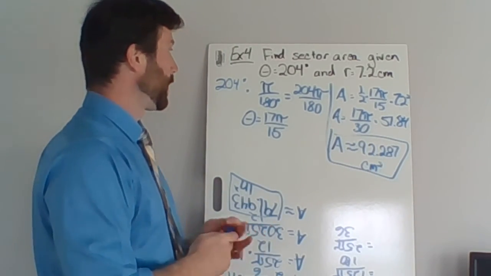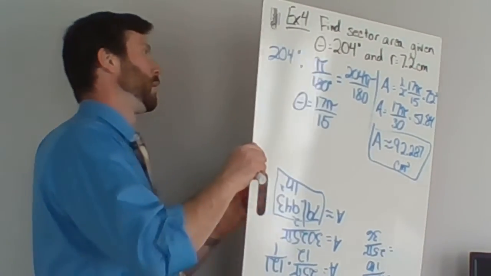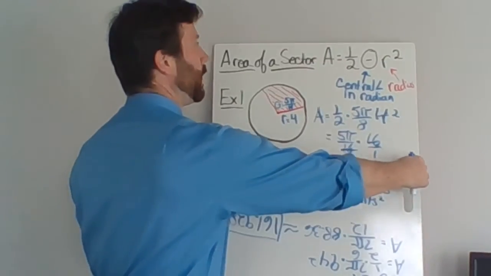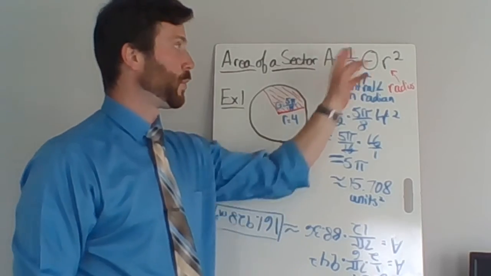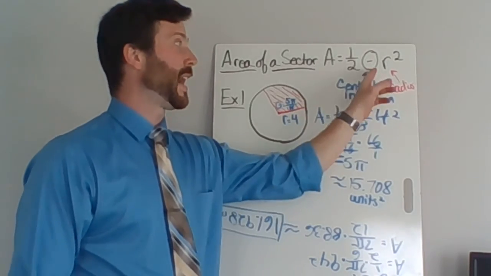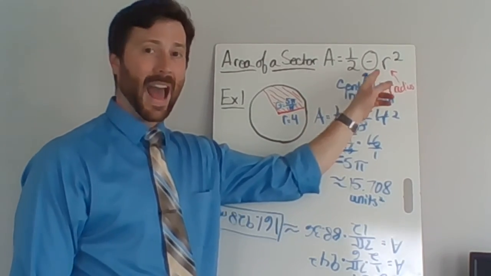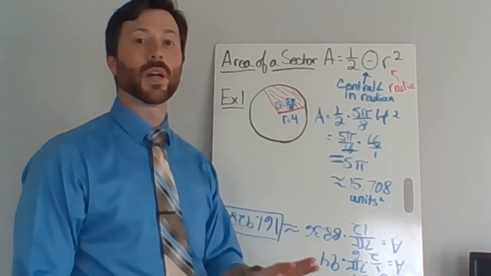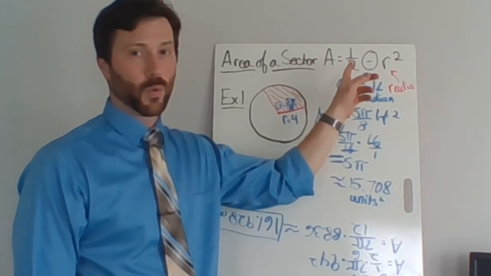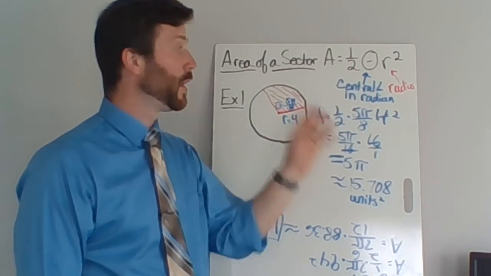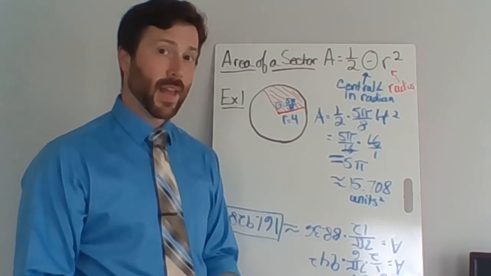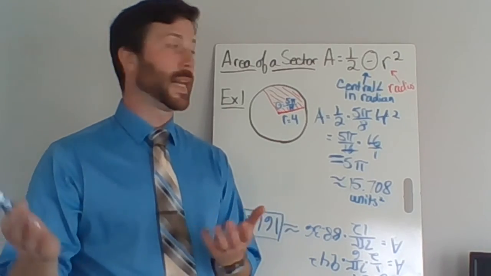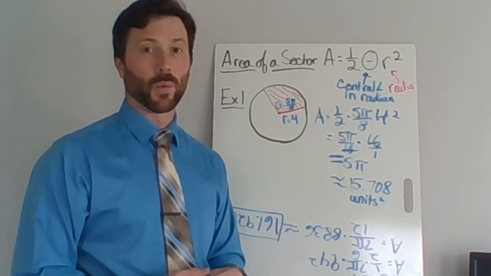So the formula is area equals 1/2 theta times the radius squared. The catch is that theta, that central angle, absolutely positively must be in radian measure. If it's not in radian measure, you cannot use this formula. There's another approach that you have to use. The best thing you can do, though, if you're given that angle in degree, just convert it to radian. And then you've got a very simple formula to work with.